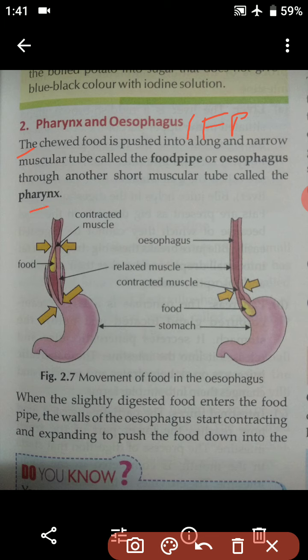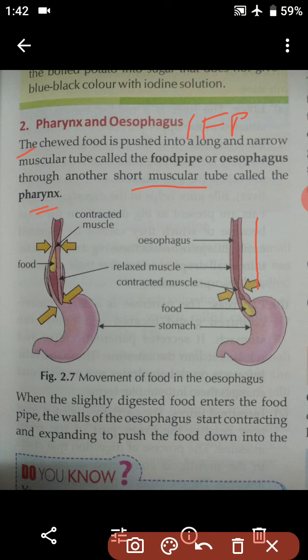So students, whenever we chew food, that chewed food is pushed into a long narrow muscular tube. The food is pushed into this long narrow muscular tube with the help of another short muscular tube called the pharynx. So the pharynx helps in pushing the food into the long narrow muscular tube, which is also known as the food pipe or esophagus.